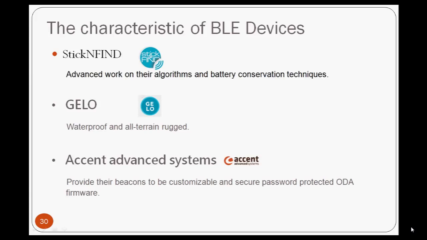Stick and Find has been working on Bluetooth for quite a long time already, so their algorithm and power-saving technology is more advanced. As for Jello, it has put into consideration all weather circumstances, which made its beacon the most suitable beacon to be used outdoors. Accent, on the other hand, has secure password settings to protect OTA firmware.